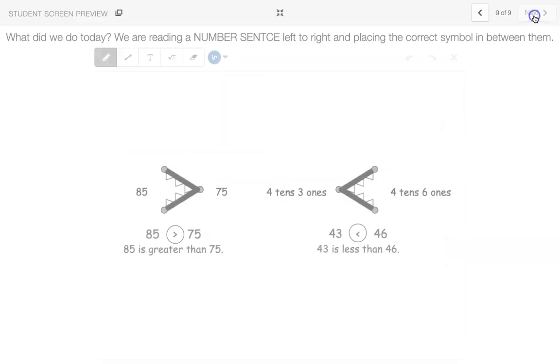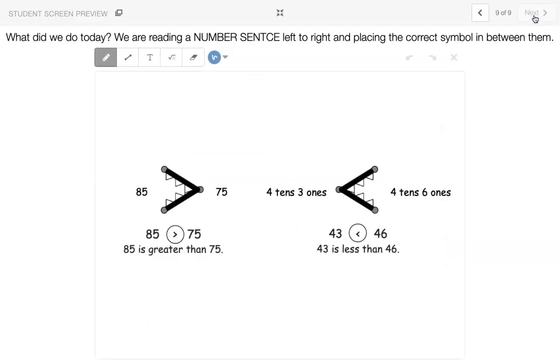Excellent work. So let's remember what we did today, okay? We're reading a number sentence left to right, and we're placing the correct symbol in between them, okay? Our greater than symbol will always have the greater number facing it here, okay? Our less than symbol will always have the smaller number here with the greater number on this side. And how do we remember it if we don't have any numbers? We know that this one kind of looks like it's an L, right? That kind of looks like an L, and that is the less than symbol.